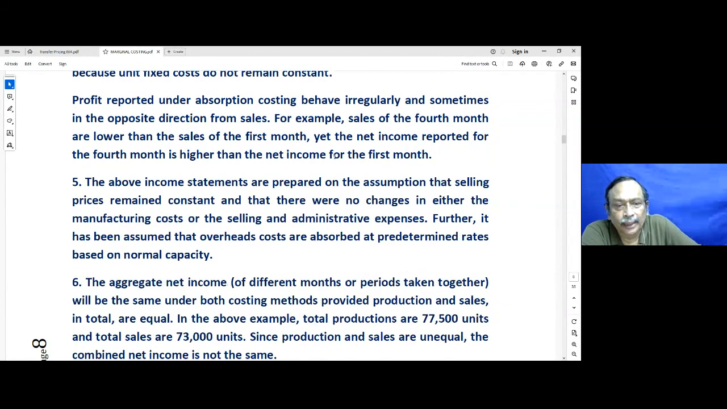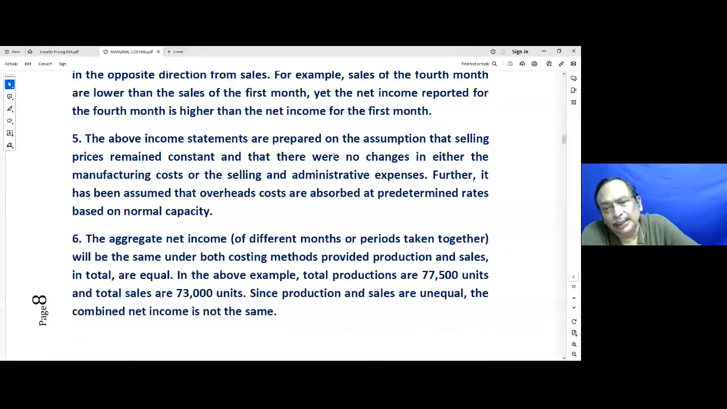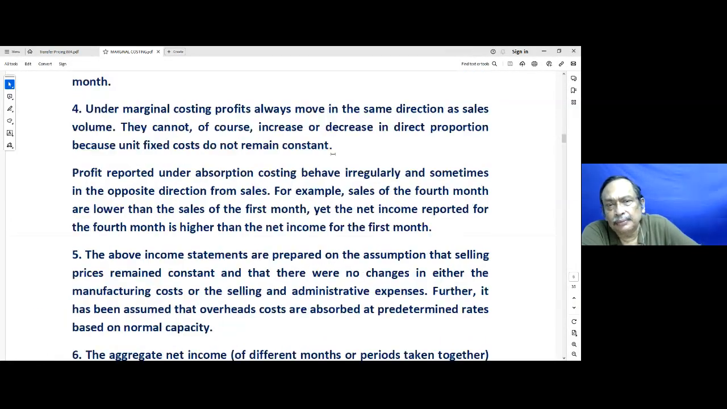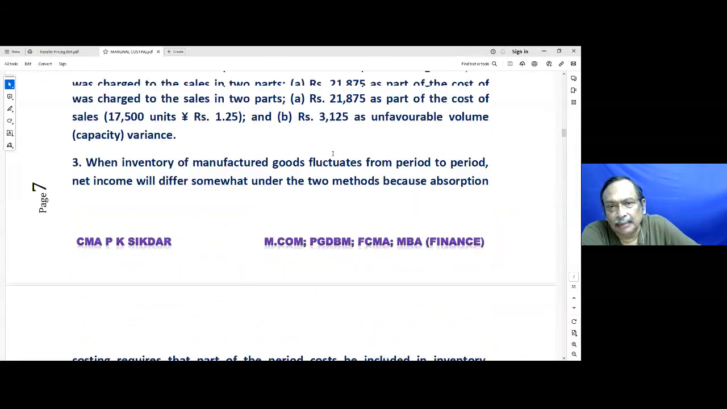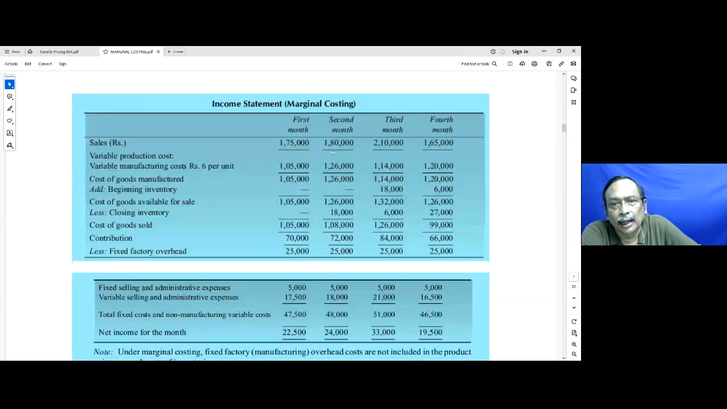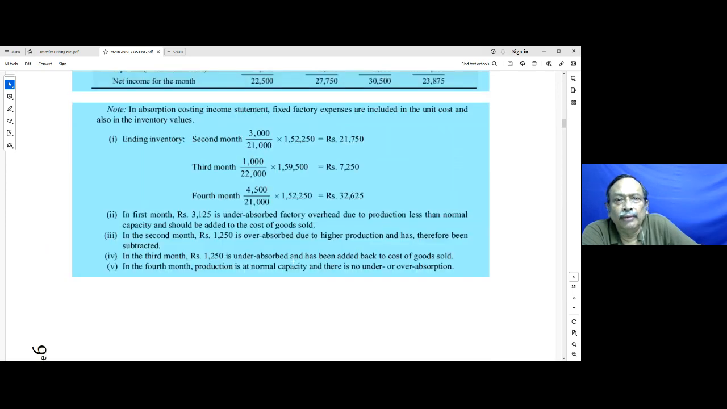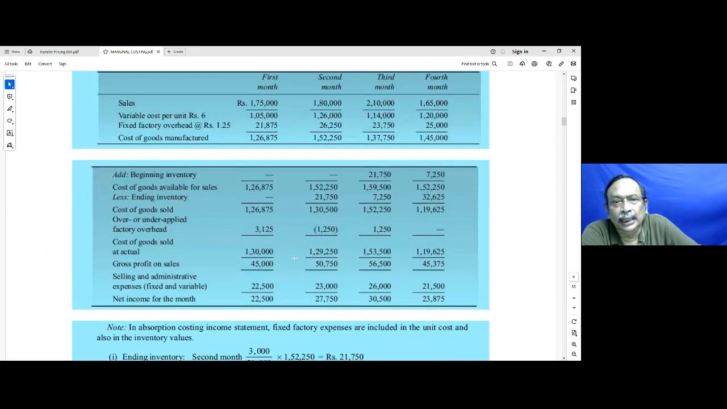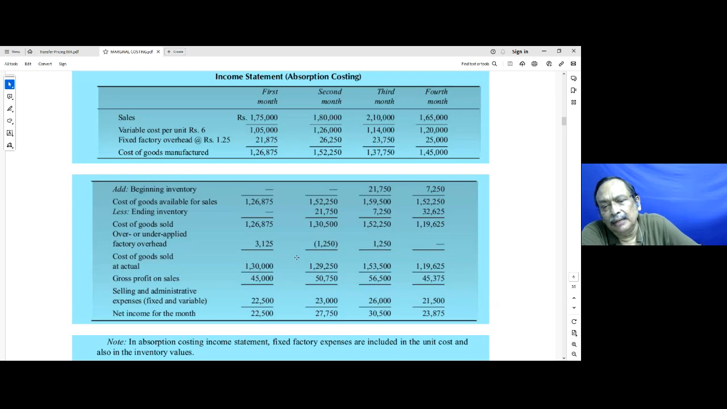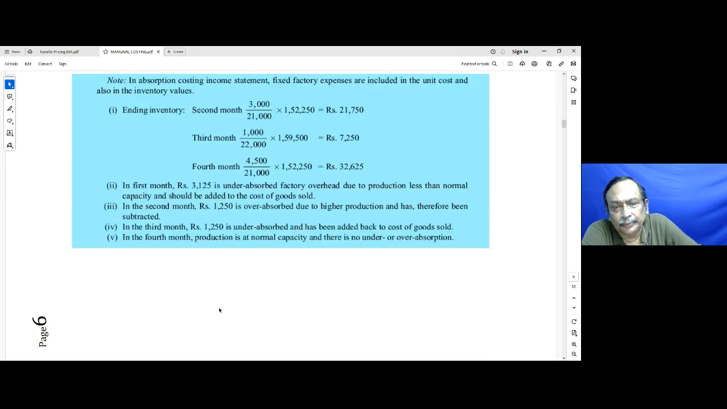So these are the things actually, what I have said. Just have a look. Under marginal costing, net income for the first month is 22,500, whereas in absorption costing, net income is 22,500. Now the question arises, why? Both have the same profit. Just have a look.